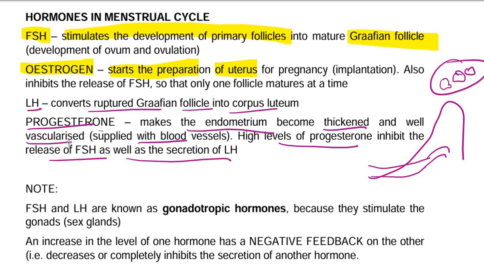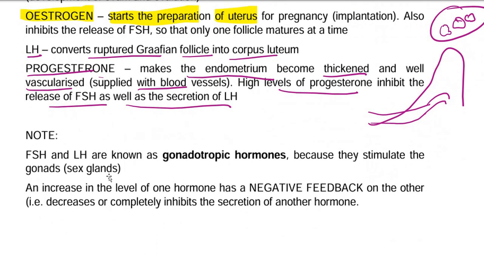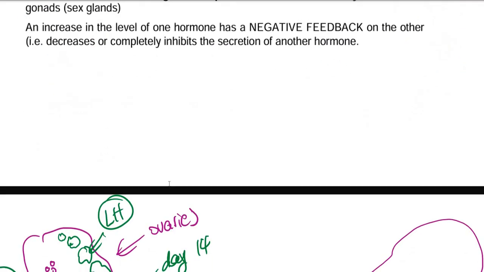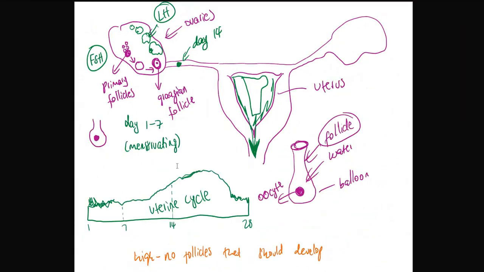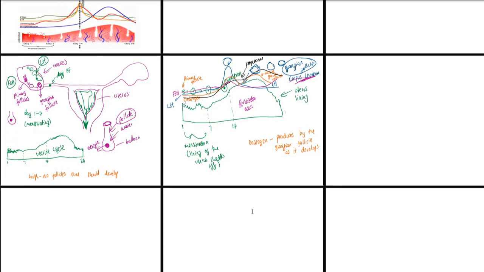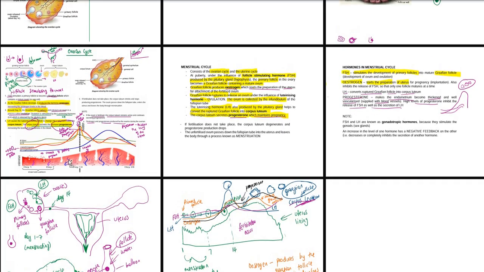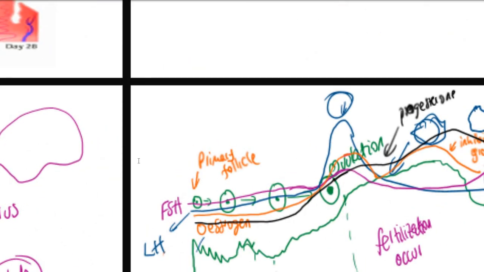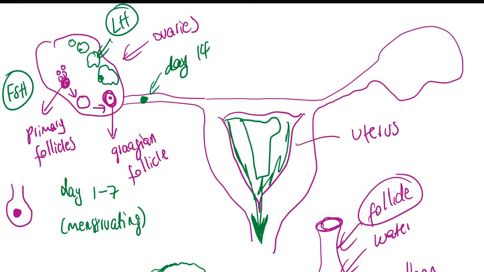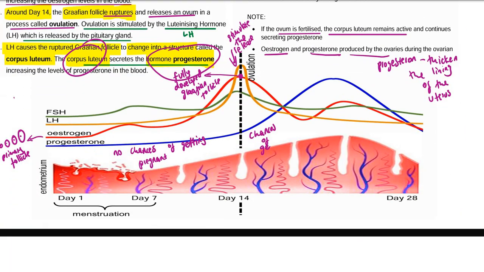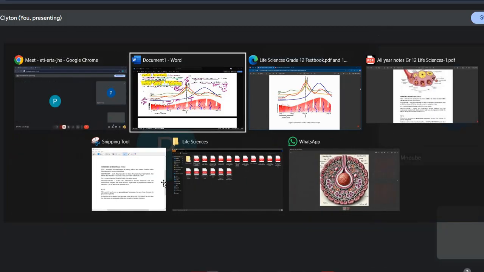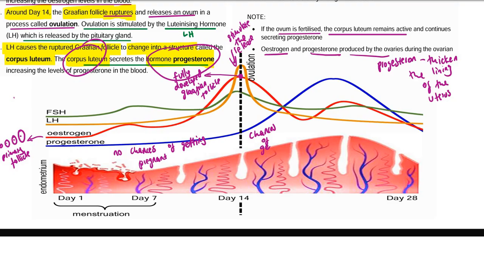Are they four? 1, 2, 3, 4. Yeah, those are 4 hormones, right? Okay, so I hope that is clear, guys. Any question there? Do we understand our cycles? Do we understand what is going on there in terms of our cycles? Right, so I hope that was clear.